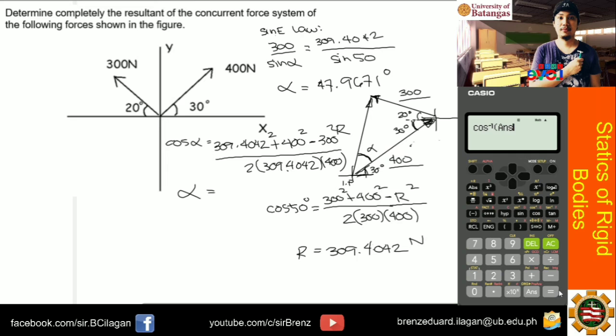2,000 years later. Okay, so the answer is just the same. So that is 47.9671. Pareho lang pala. Okay, so the final answer, guys, tandaan nyo yung alpha is ito lang. Ang kailangan natin is yung kasama yung 30 degrees. Therefore, yung R natin is 309.4042 Newton acting at an angle of 47.9671 plus 30. So ito yung answer for R.